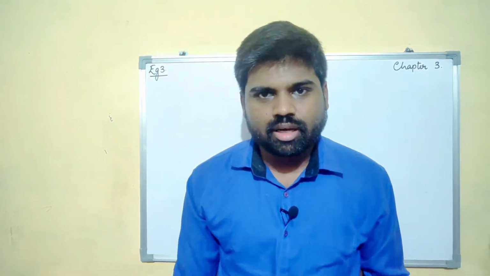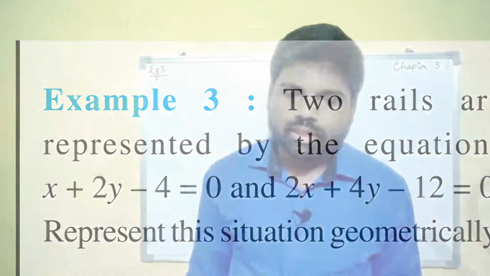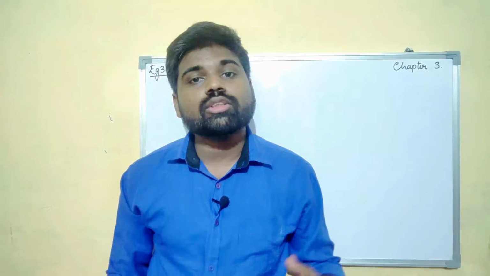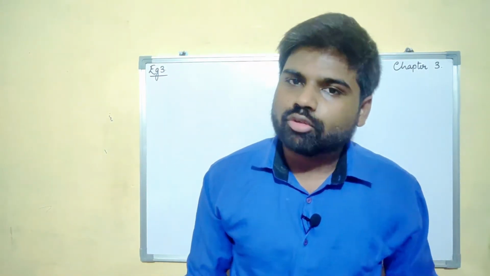Now let us see the third example. You can see it on the screen. I am reading it out for you. Two rails are represented by the equations x plus 2y minus 4 equals 0 and 2x plus 4y minus 12 equals 0. Represent this situation geometrically. Now this is a very simple question because they have already given you the equations, right? Now you have to plot the graph for the equations.